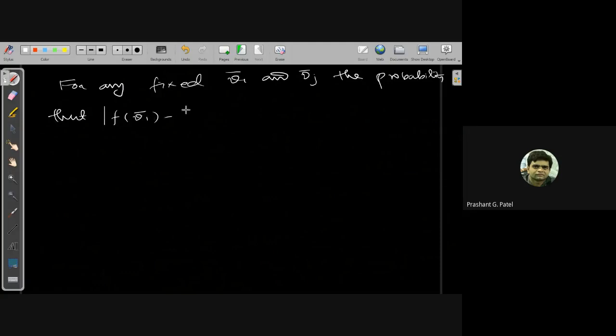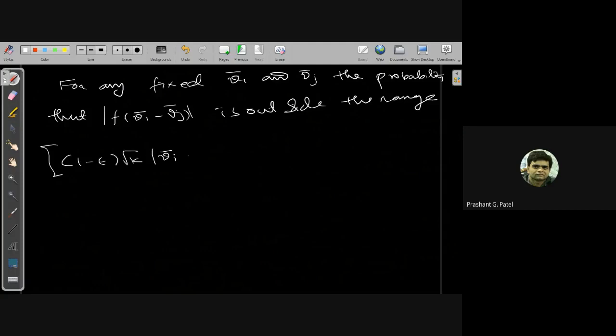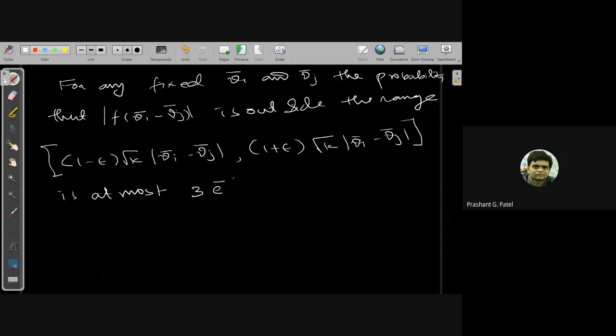So what we can say is, for any fixed Vi and Vj, the probability that the mode of Vi minus Vj is outside the range of one minus epsilon square root of k mode of Vi minus Vj to one plus epsilon square root of k mode of Vi minus Vj is at most 3 e power minus c k epsilon square that we have here.